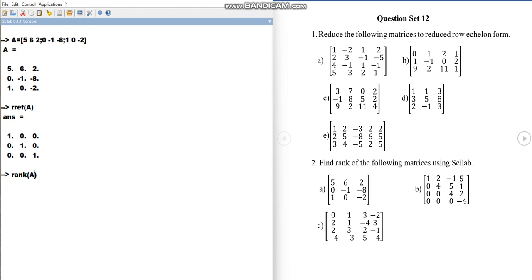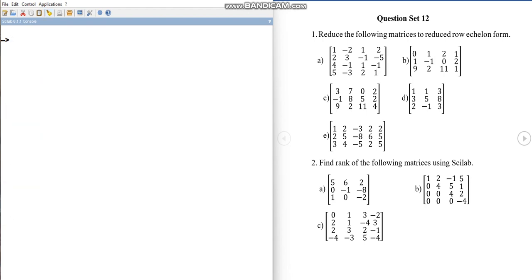For rank the command is RANK, rank A. The commands in Scilab are very easy to remember because they are not very different from the actual term. So RANK, rank in the bracket A. The answer is 3. Means 3 is the rank, the dimension of the column space. That means the basis set contains 3 columns, which span the column space of the matrix A. Now the next question is, let us do the C question, and B, you do the B question.